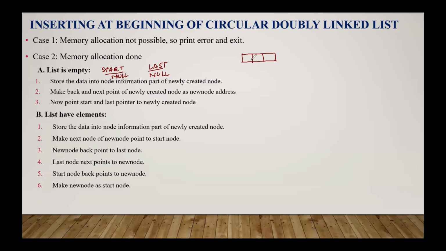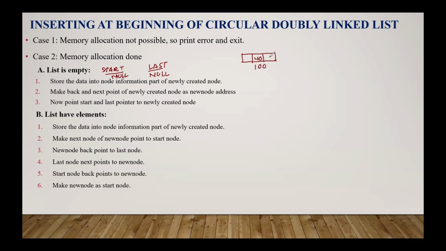So for example, this is the node. Store the data into the information part of the newly created node. This is the information part. For example, we want to store the value 40, so we store the value 40 here. Make the back pointer and next pointer of the newly created node point to the new node itself, because it is a circular linked list: the last node points to the first node, and the first node's back points to the last node. For example, the memory allocation is 100.